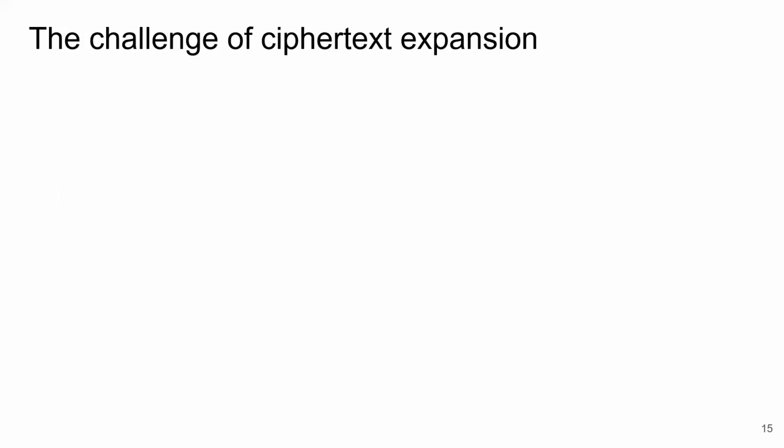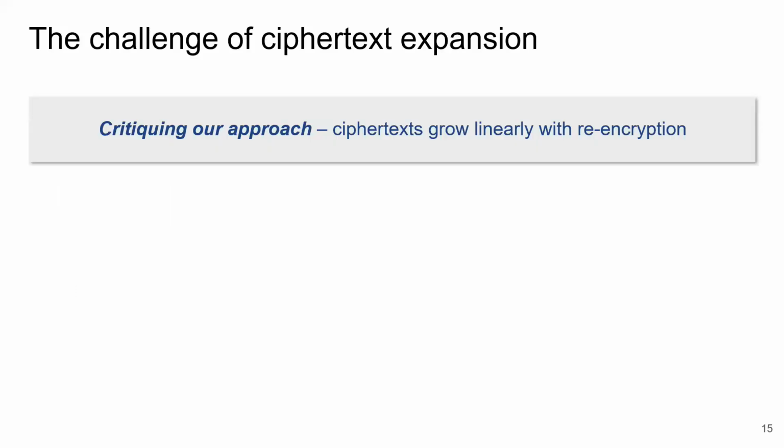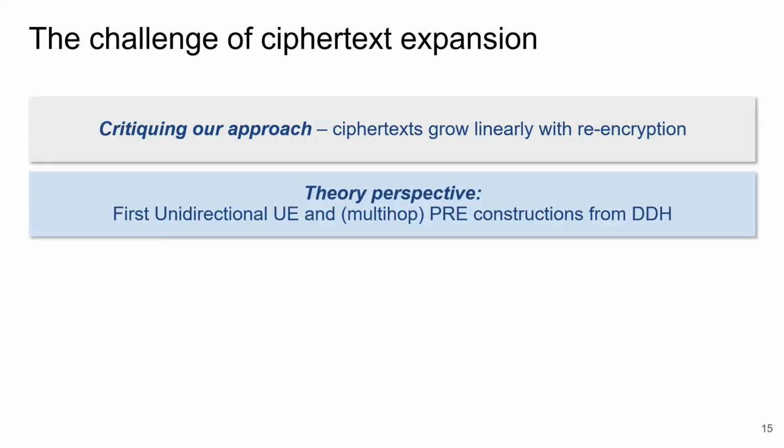Okay. So one complaint you might have about our approach is that you have a linear growth in the re-encryption. So every time you do a re-encryption, you add an additional ciphertext element. So everything is growing with each re-encryption. So if we look at it from a theory perspective, okay, we might not be happy with this, we might do better, but actually we've done something good, is we've been able to construct a unidirectional UE and a multi-hop PRE scheme from DDH, which wasn't known until we were able to do this.